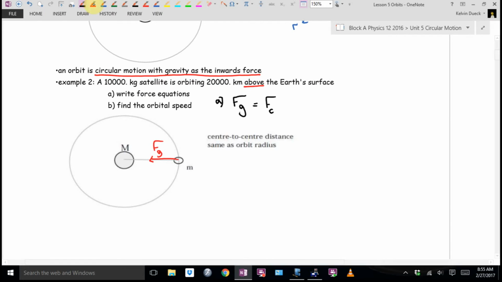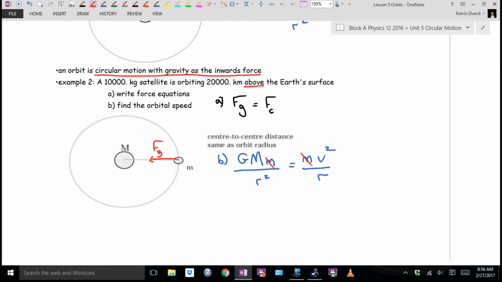So for part B, big G, big M, little m over r squared equals m, and I'm going to use v squared over r. The other question they could have asked is find the orbital period. Then I would have used the one with the T in it. That would have told me how long it takes the satellite to go around in its orbit. Although I told you the mass of the satellite, 10,000 kilograms, turns out I didn't need to.